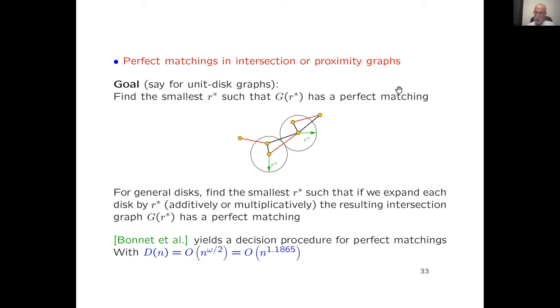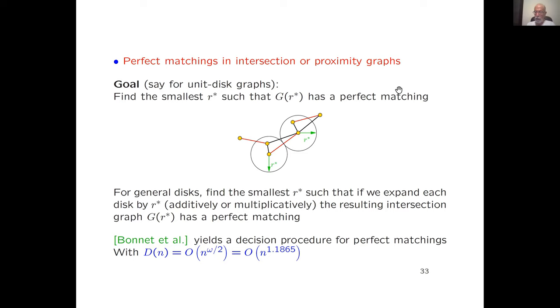So for unit disk graphs, you want to find the smallest R star such that the unit disk graph G_R star has a perfect matching. I will simply run the algorithm of Bonnet and company. If you give me R, I will run it on G of R and I'll get a maximum matching. If this maximum matching is a perfect matching, I'm fine. If not, I know I have to increase R. So it is a good decision procedure.